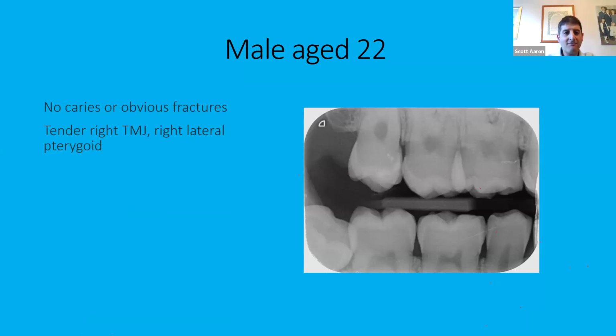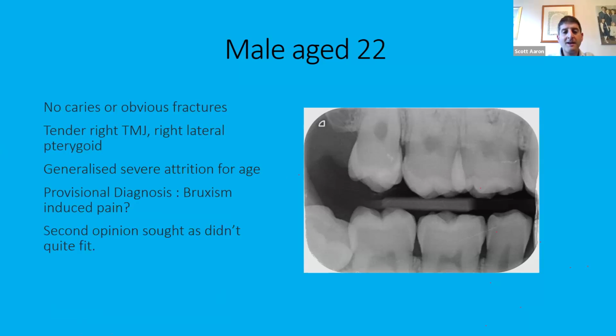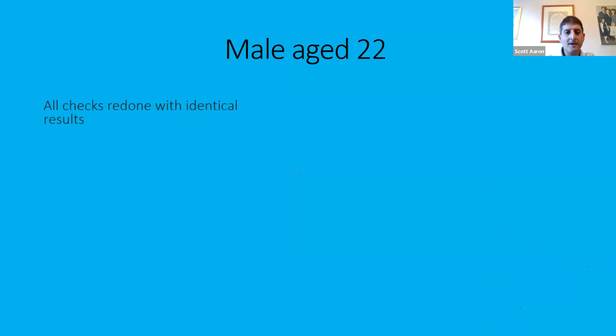Tender right TMJ, right lateral pterygoid, severe attrition for age, generalized. So diagnosis, provisionally bruxism-induced pain, maybe. A second opinion was sought because the diagnosis didn't quite sit right, it didn't quite fit. So we'll redo the checks. Always worth redoing them. If you're on your own, redo them again.